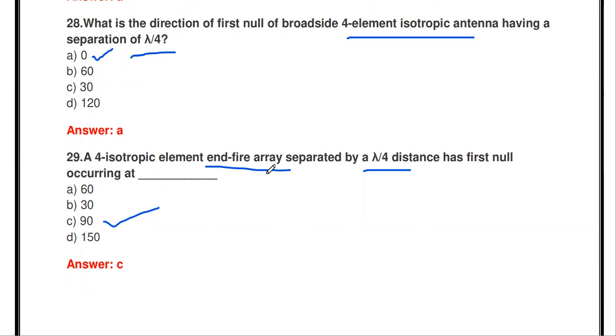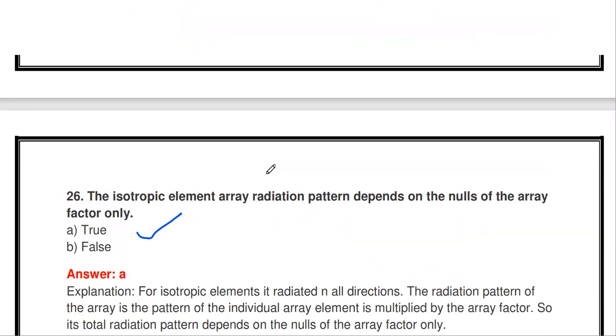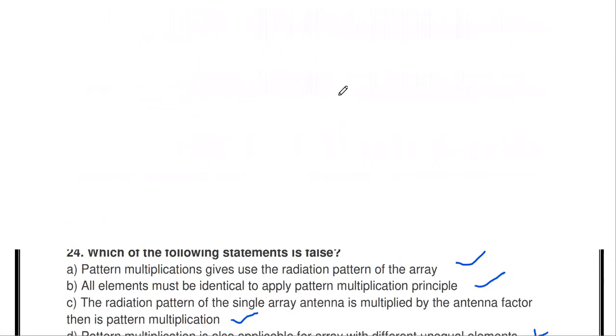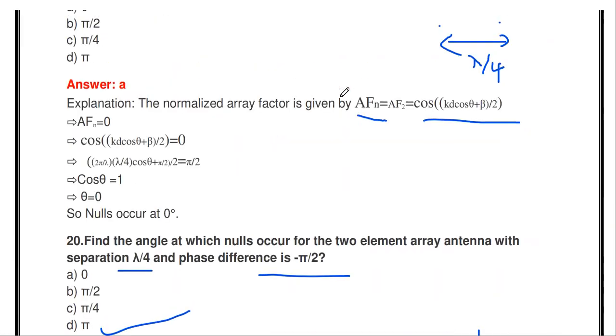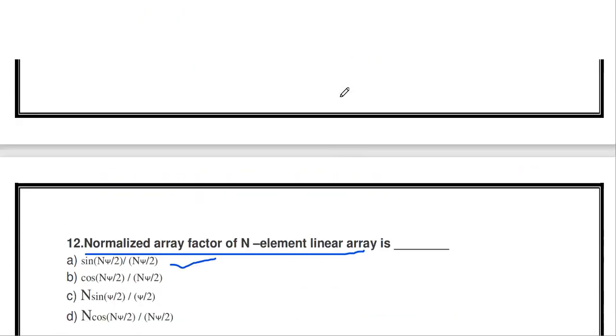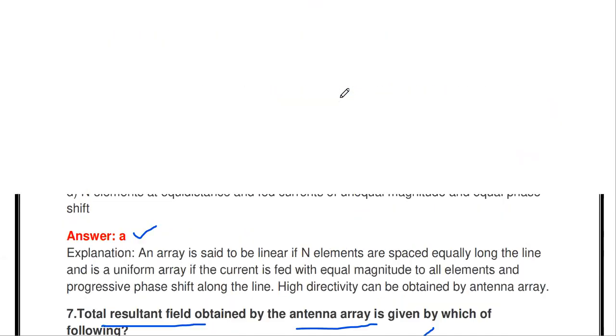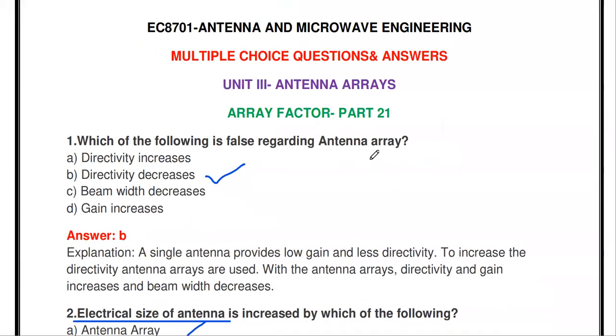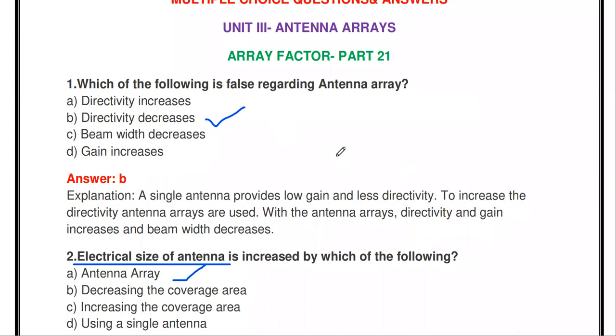So these are some of the questions about array factor and antenna array pattern multiplication. What is pattern multiplication and what is the need for pattern multiplication? In order to get the total field of an antenna array, we use one more concept called pattern multiplication. And what is the uniform linear array, we discussed this whole thing. In the next video we will discuss the remaining array concepts: binomial array, Chebyshev array.